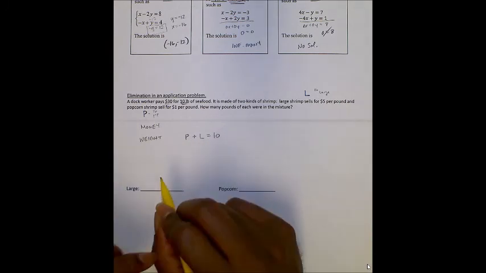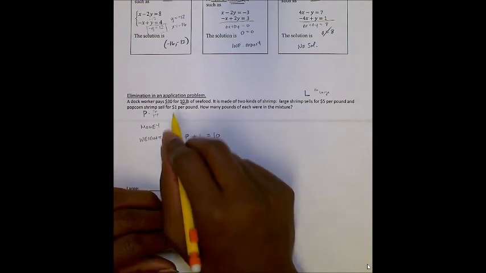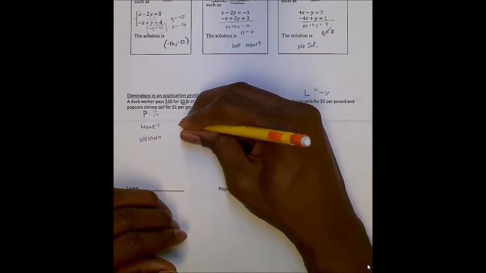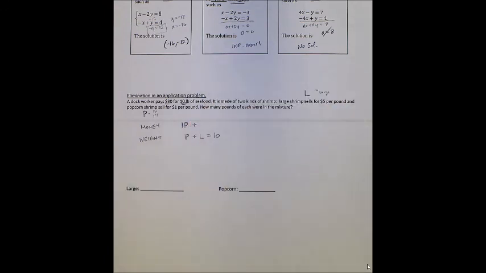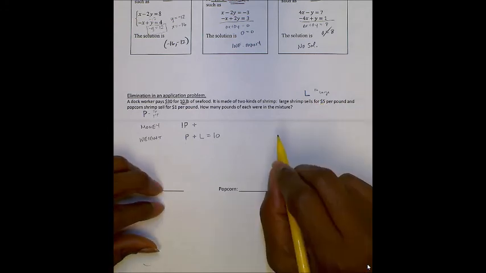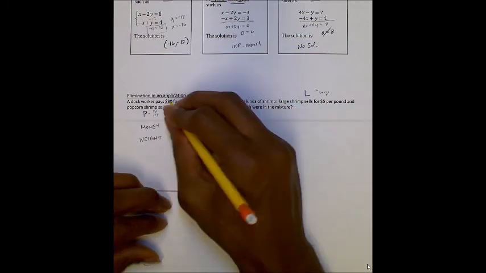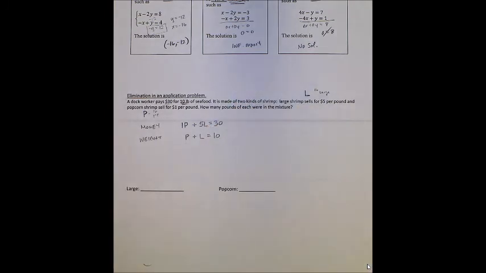Now the money goes like this. The popcorn shrimp sold for $1 per pound. So I'm going to say P. And just for this problem, I'll say 1P. We don't usually write the number in front of our variable, but I will in this case. The large shrimp sells for $5 per pound. So I'm going to say 5L. And I know that it costs $30.